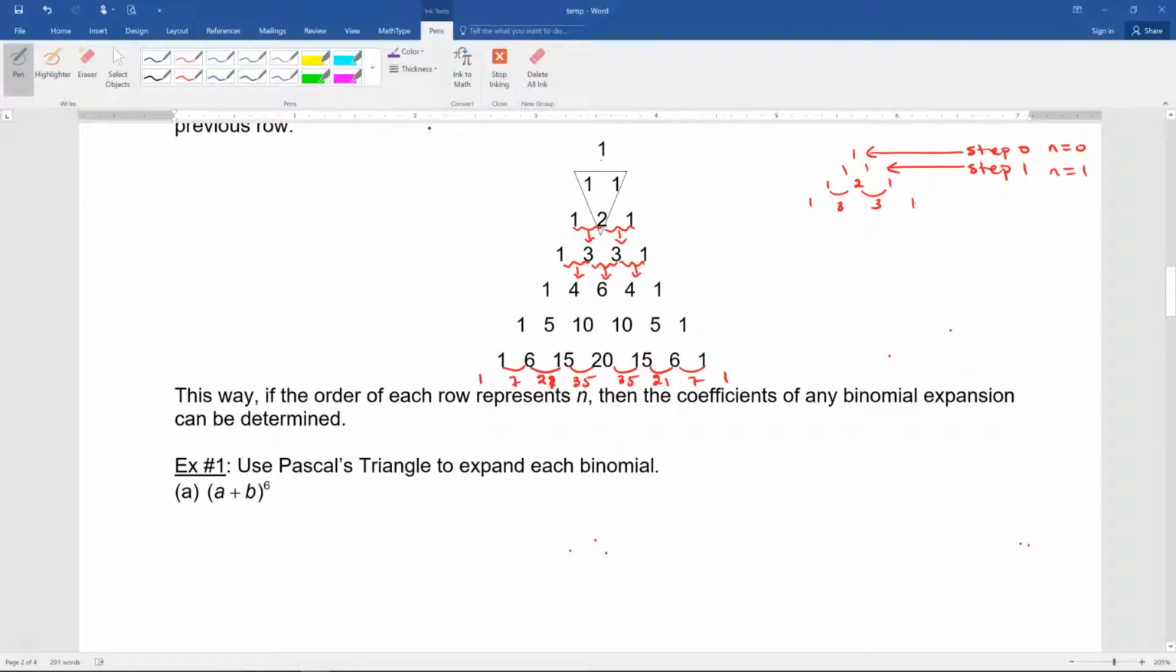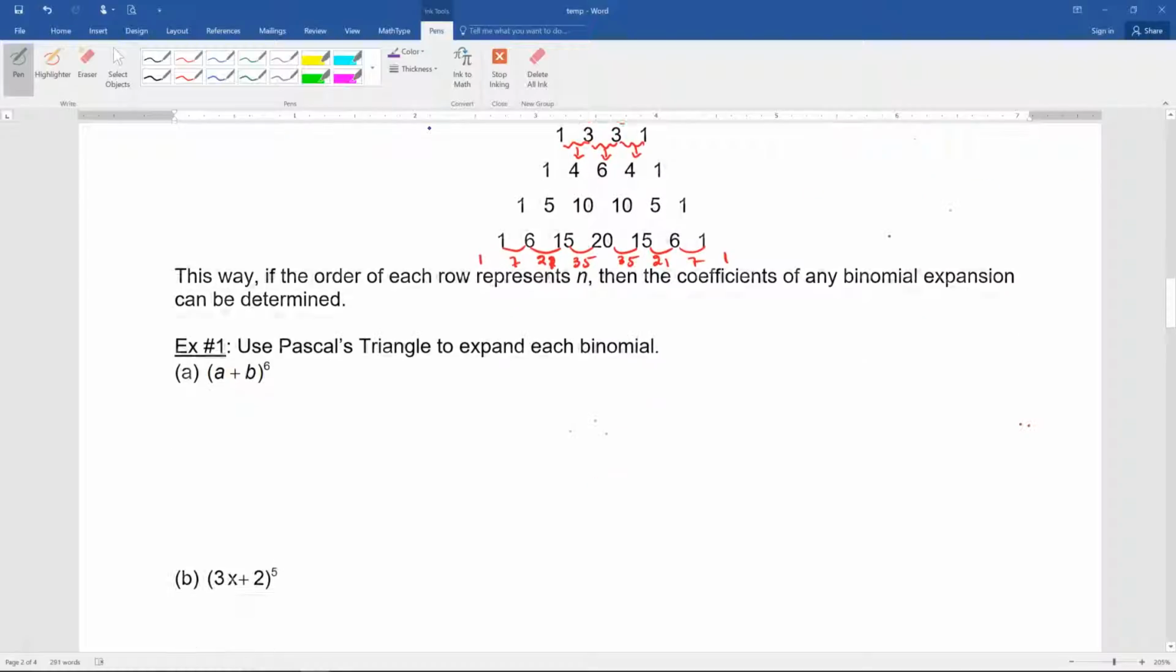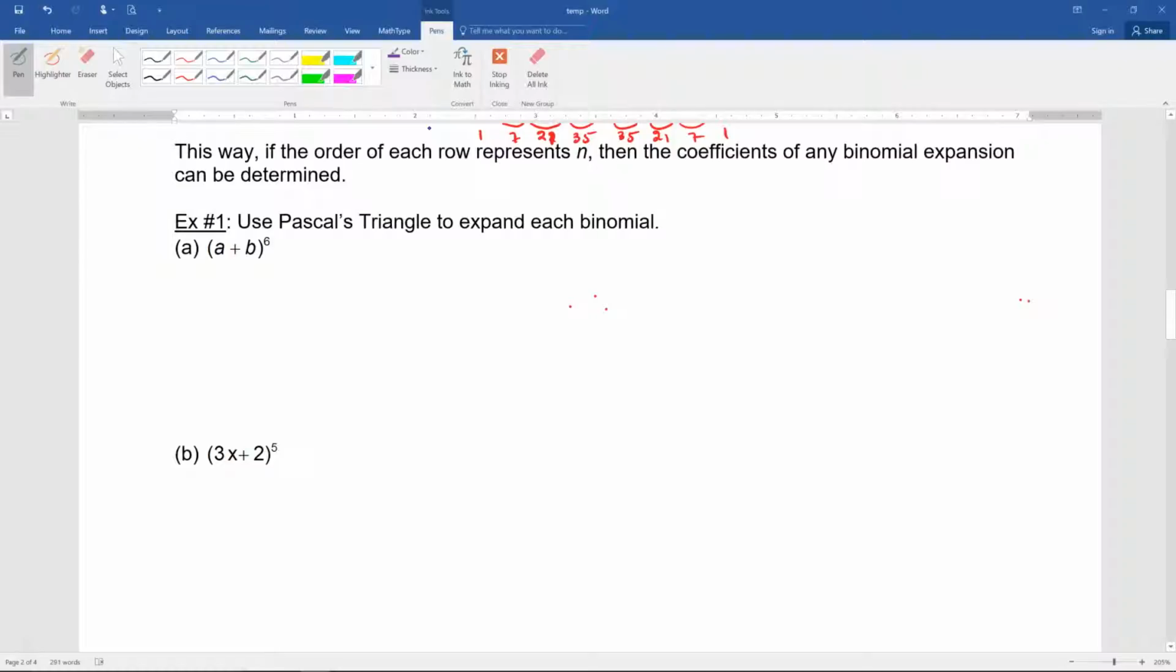All right, so here it says use Pascal's triangle to expand each binomial. Now, I want a plus b to the 6. So I want the step for n equals 6. Remember, I'm going to start with n equals 0. So let's just write down the triangle. What's the first row? 1. What's the second row? All right, so now this is row 0. This is n equals 1. And what about n equals 2? It's going to be 1, 2, 1. What about n equals 3?